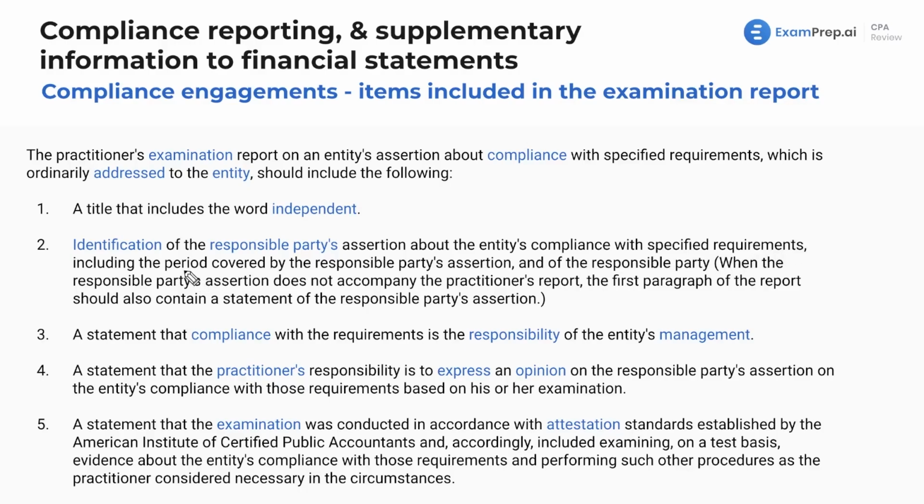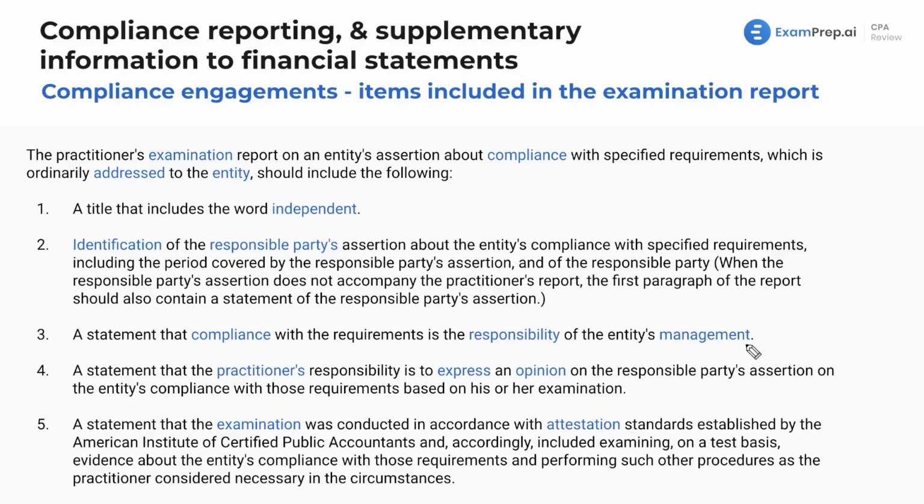So we want to include who the party is, what's the period? Is this for the fiscal year, right? Is it for 6 months? We want to include any details about what we did, right? A statement that compliance with the requirements is the responsibility of the entity's management. We are just here to attest to that.